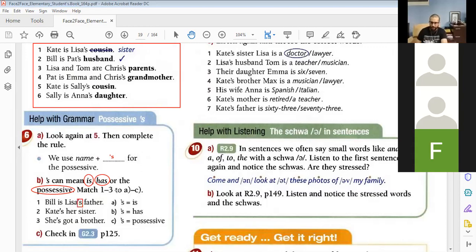So we have to understand the difference, okay? So here, number one, I want you to match. Bill is Lisa's father. Okay, so this S, what kind of S is it? Possessive. Correct. Yes, هذه هتكون possessive. Very good. What about Kate's her sister? What kind of S is this? Verb to be. Yes, that's correct. So we say Kate is her sister. And the last one, of course, she's got a brother. What kind of S? Has. Yes, she has got. All right, so we have three kinds of S's.